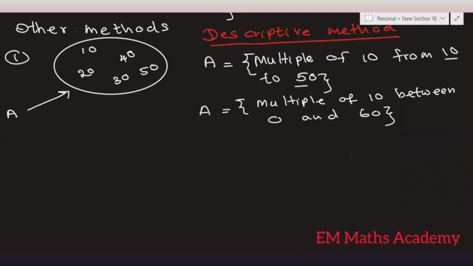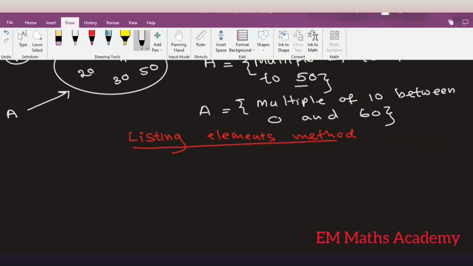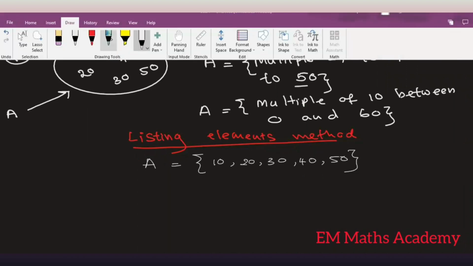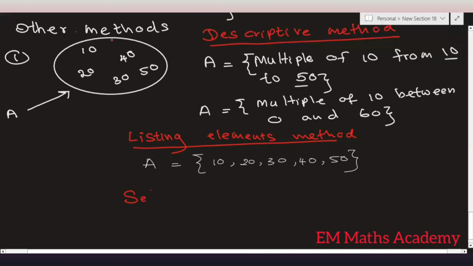Listing elements method. Here A is what? We write the elements 10, 20, 30, 40, 50. The order is not important, but I just write it. Okay. Next, set builder method.